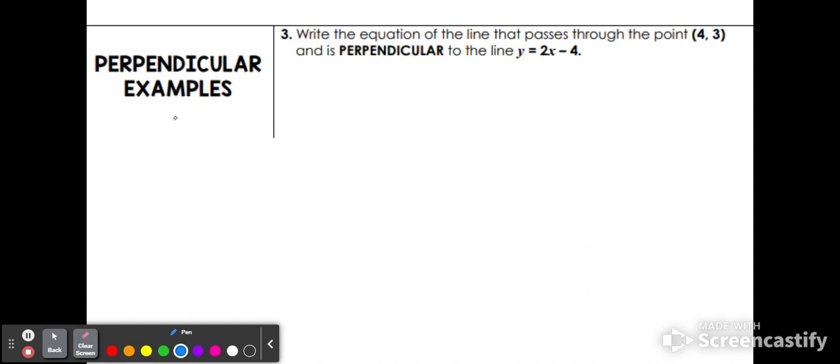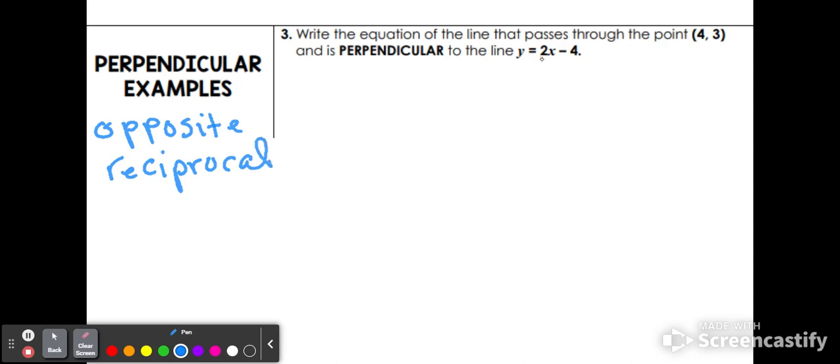Okay, when it comes to a perpendicular line, remember we want the opposite reciprocal, or inverse. So we can see here that the slope is 2, or 2/1. So we want to make the reciprocal, which would be 1/2. This is positive. We want the opposite, so it'll be -1/2. So the slope of the line that we are looking for to make a perpendicular line will be -1/2.